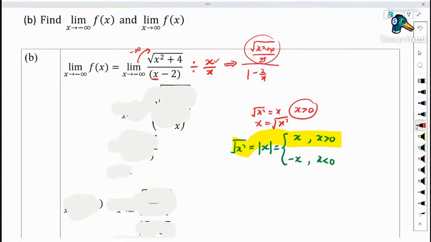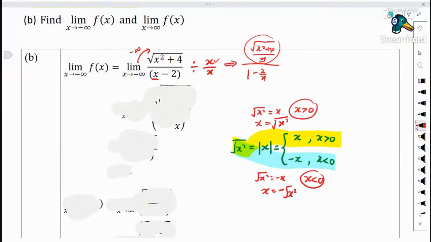Whereas for the bottom one, which I highlighted in blue, it gives us that for the case of x less than 0, you can either have square root of x squared equals to negative x, or x equals to negative square root of x squared.